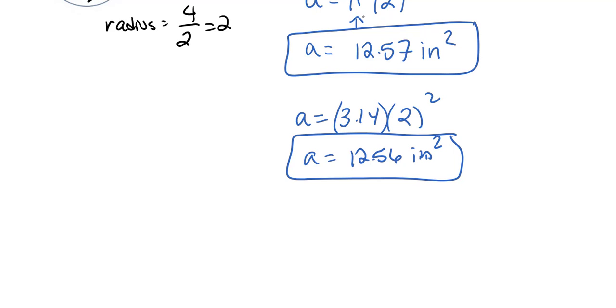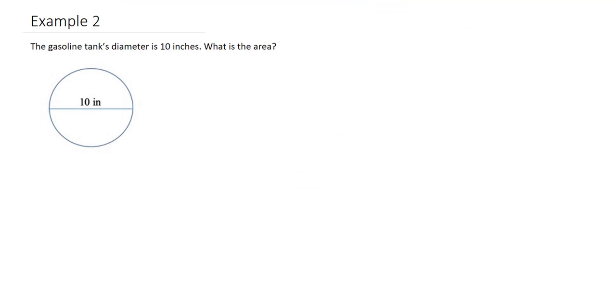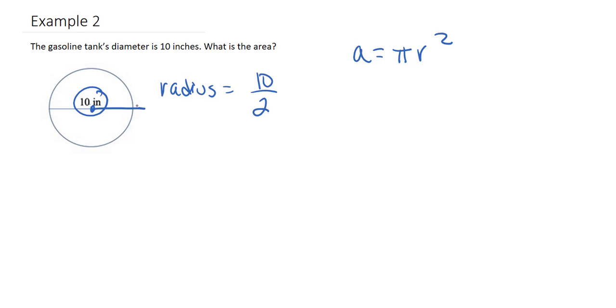Now, let's go ahead and look at the next example. Example 2, the gasoline tank's diameter is 10 inches. So what is the area? Well, if area is equal to pi r squared, the diameter is 10 inches, so our radius is going to be 10 divided by 2, because we just need to cut it in half. Because then that would just be this part right here. That's equal to 5. So area is equal to pi and then 5 squared.